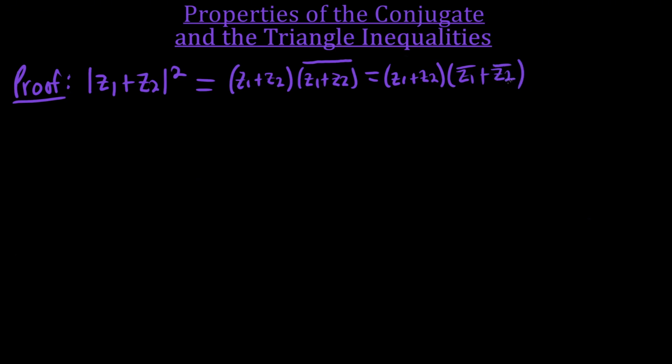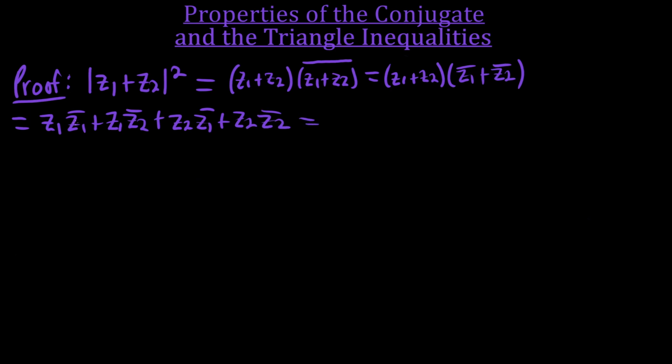Now let's go ahead and FOIL this out. So this expression equals z1 times the conjugate of z1 plus z1 times the conjugate of z2 plus z2 times the conjugate of z1 plus z2 times the conjugate of z2.